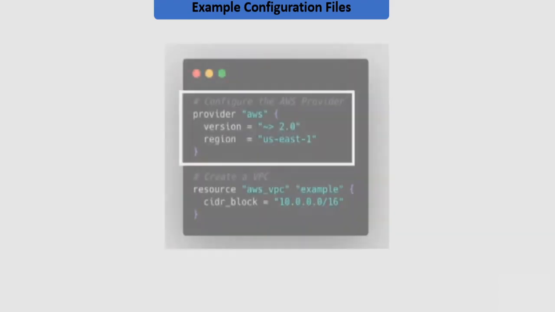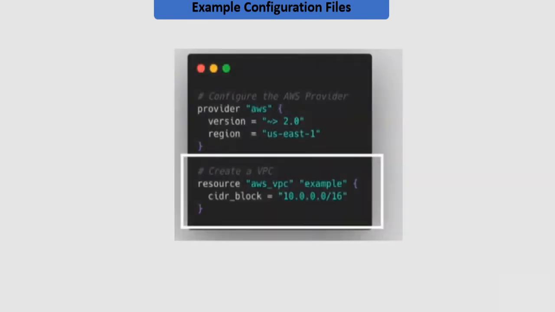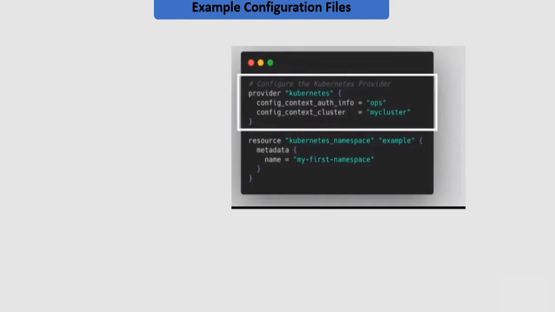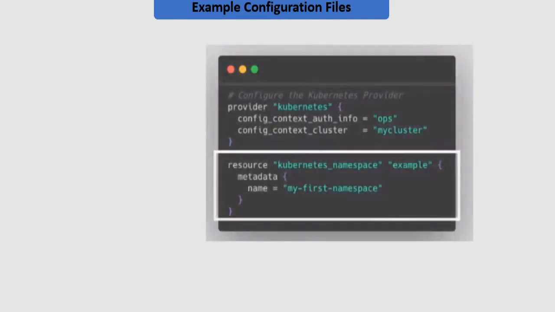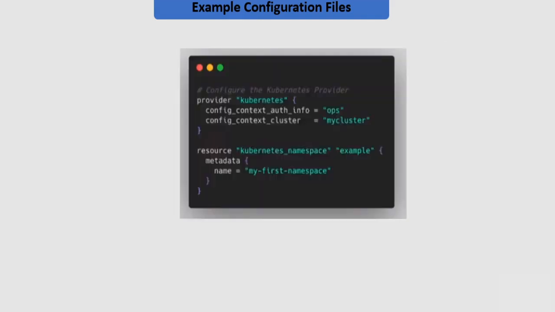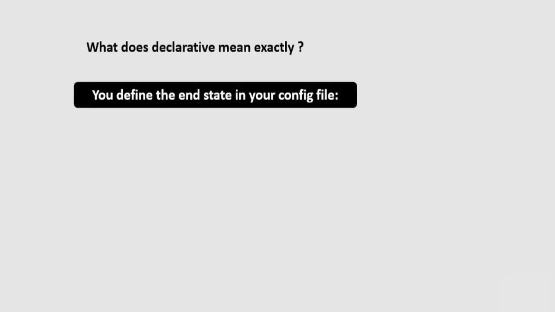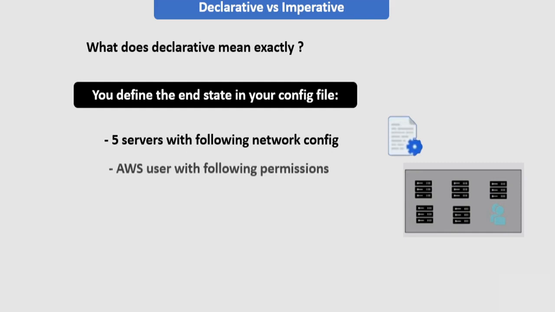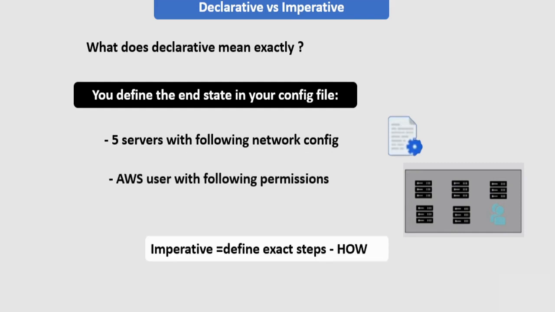So what does declarative mean exactly? When you create a Terraform file, instead of defining what steps to be executed to create a VPC or to spin up 5 EC2 instances or create a network configuration, you define the end state you desire. So you say, I want 5 servers with network configuration like this, and I want one AWS user that has these permissions to access all the servers. Terraform goes and does that for me.